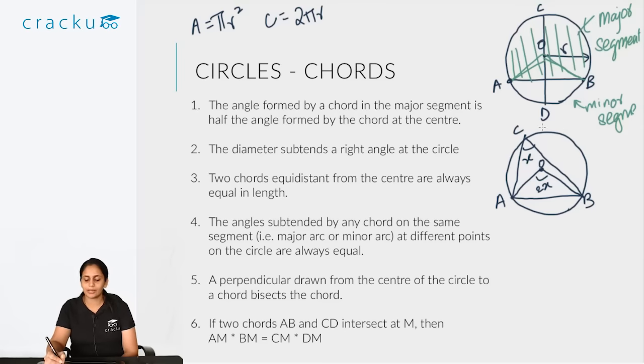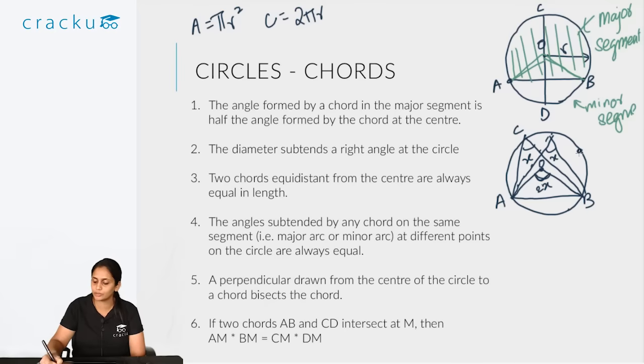So from this I can infer that the angle subtended by the chord on the major segment is half of the angle subtended by the chord at the center. If I subtend an angle at any point on the major segment, it would be half of this angle. So all of these angles should be x, irrespective of which point I choose. The minute I connect it with A and B, this angle will be x.